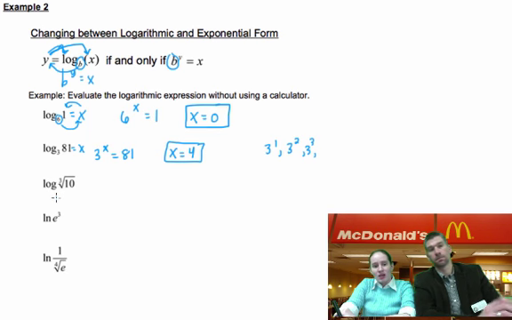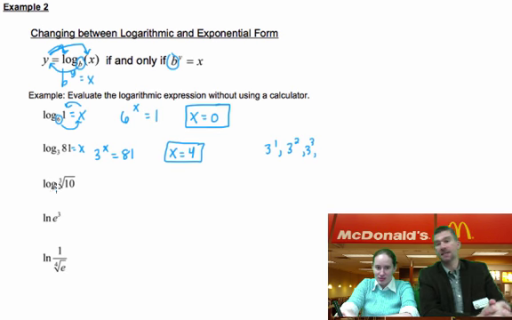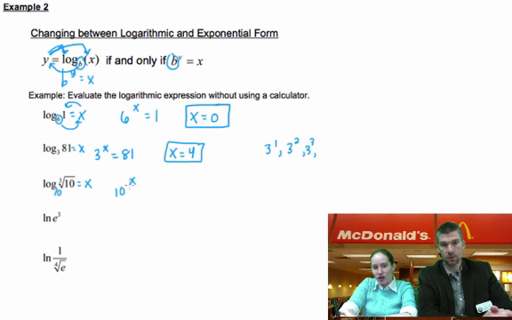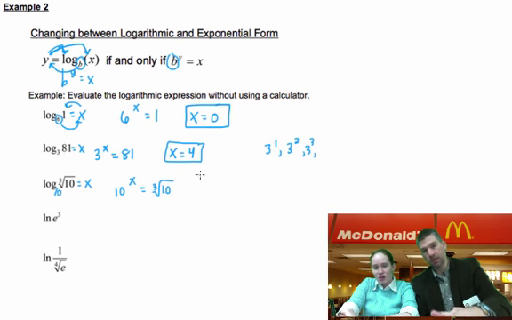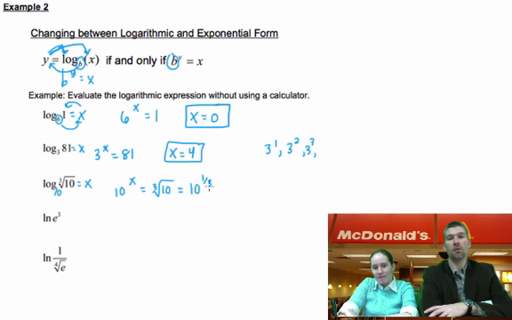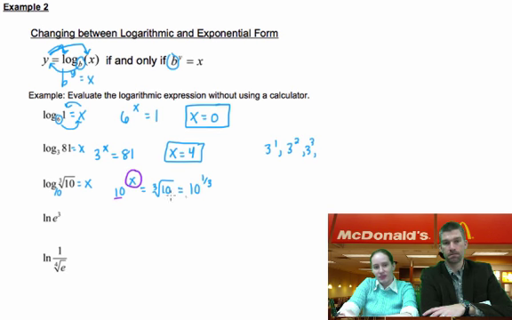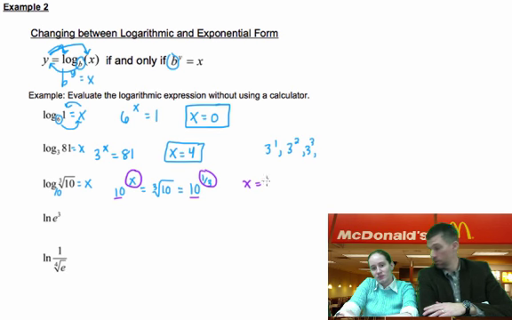Okay, so this is log, and this does not have a base. That's a base 10. So let's make it equal x. So this is 10 to what power equals the cube root of 10. Can we rewrite the cube root of 10? That's 10 to the 1/3. I know what x is. It's 1/3, because there's this property that if these bases are the same, their exponents have to equal each other. So x equals 1/3.